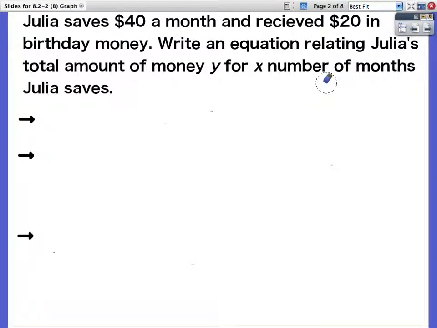Okay, here's the first problem that we're going to look at. Julia saves $40 a month and received $20 in birthday money. Write an equation relating Julia's total amount of money, y, for x number of months Julia saves. Notice that it tells us what each variable needs to represent. Also, remember that linear equations have a y and they have an x. So, let's take a look at this.